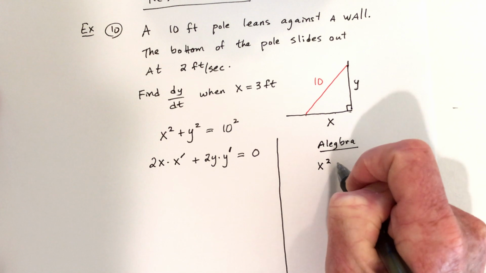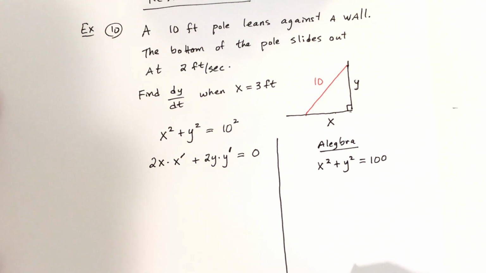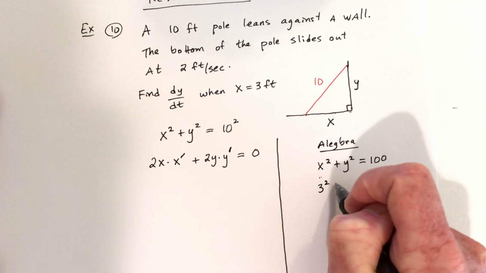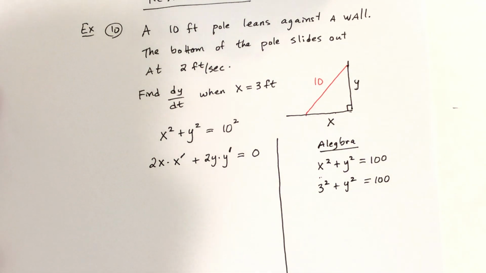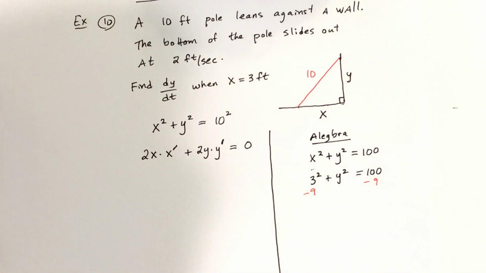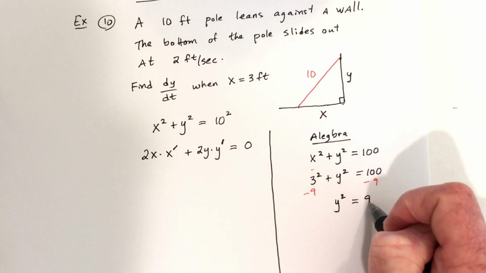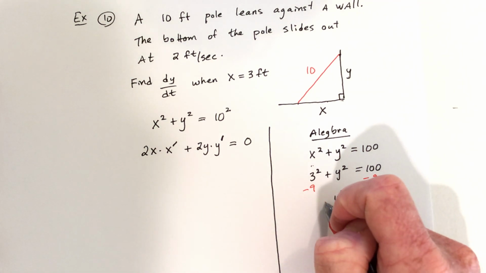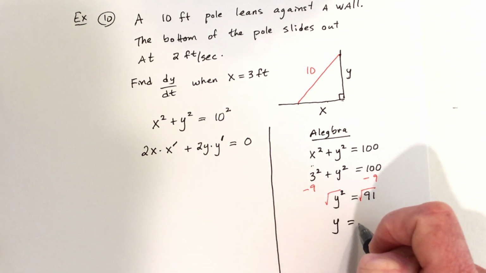So if you go back to the equation, x squared plus y squared equals 10 squared, or in other words, equals 100. If you plug in x equals 3, that's going to be 3 squared plus y squared equals 100. I happen to know that 3 squared equals 9, so subtract 9 from both sides. And y squared equals 100 minus 9, which is 91. Then take the square root of both sides, which looks especially nice if you have a red pen. And so y is equal to the square root of 91.